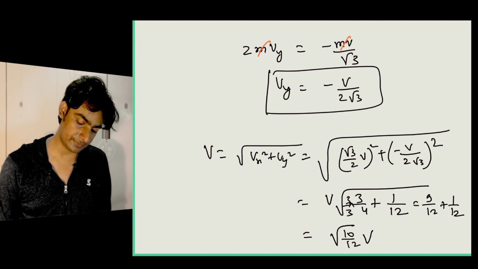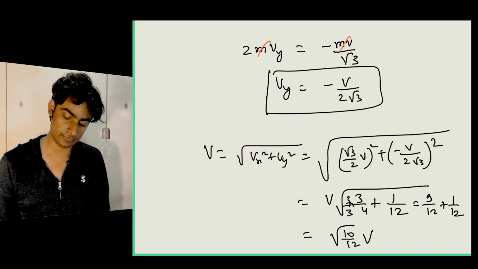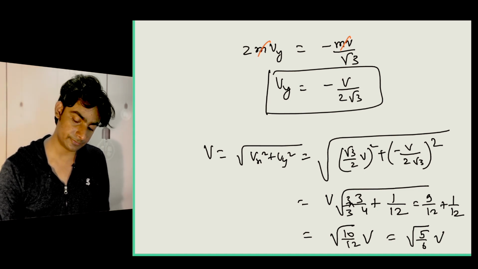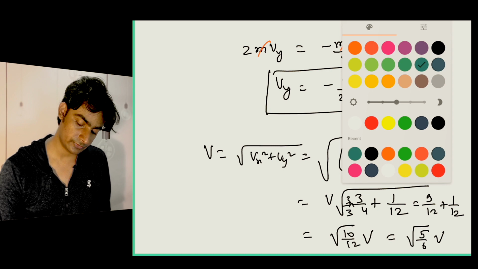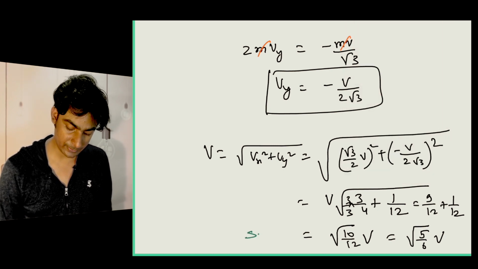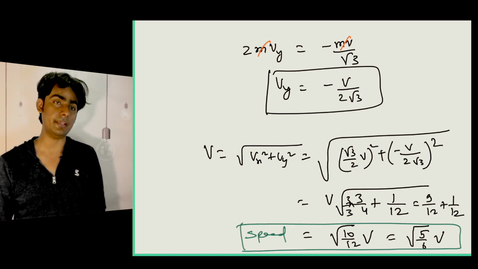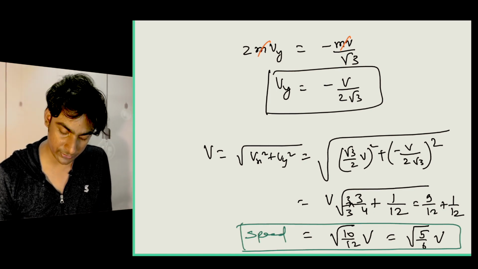So that is the speed: root 5 by 6 v. I think that's the answer. Tell me if I made any mistake. Speed: root 5 by 6 v. Okay, so that's question number 4.